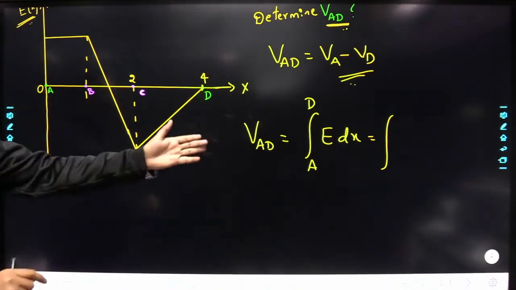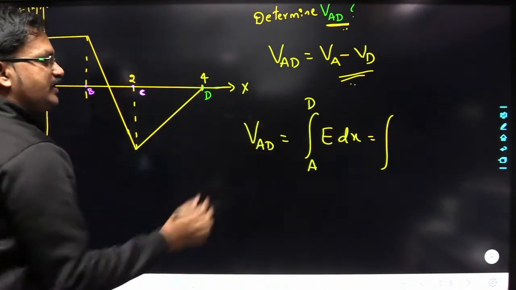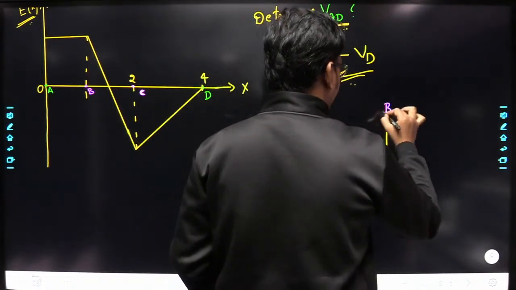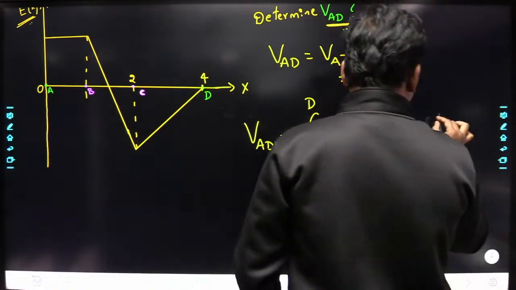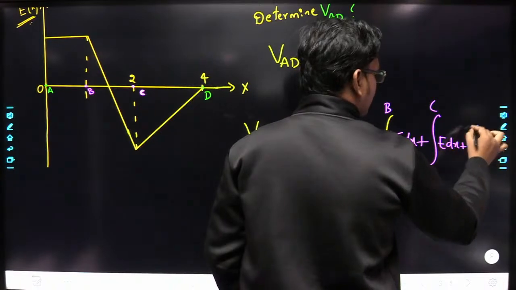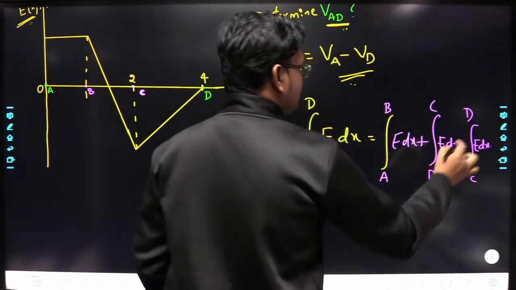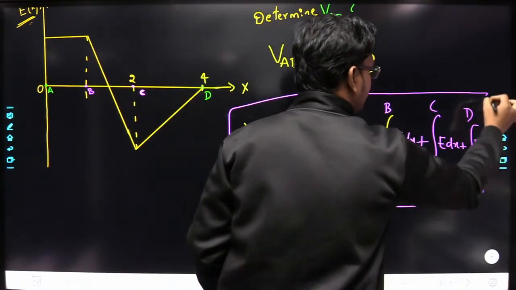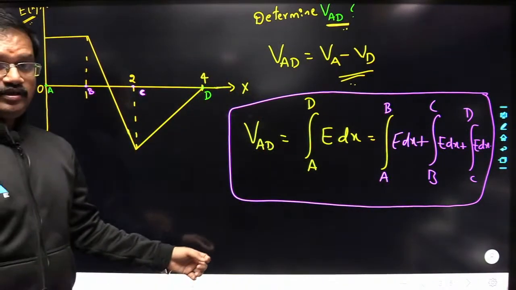So now how to determine VAD here? So integral A to D E dx. So this one I can write it as what? Integral A to B E dx plus what? Plus integral B to C E dx plus what? Integral C to D E dx. Okay, so in this manner here, I can determine the potential difference between A and D.